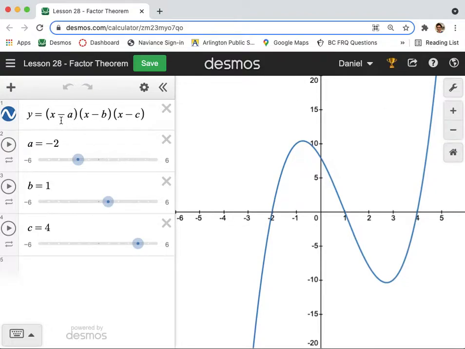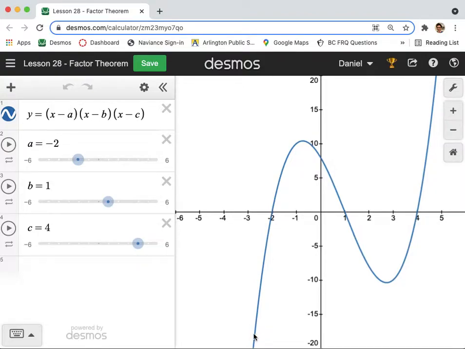I know it doesn't really look like a polynomial, x minus a times x minus b times x minus c, because it's all factored out. But if I were to FOIL that back, I would get some cubic polynomial, x cubed with a whole lot of junk afterwards. And from what we saw earlier in this lesson when we talked about end behavior, the end behavior of this matches the end behavior of a cubic function. As x approaches infinity, f of x approaches infinity. And down here, as x approaches negative infinity, f of x approaches negative infinity.